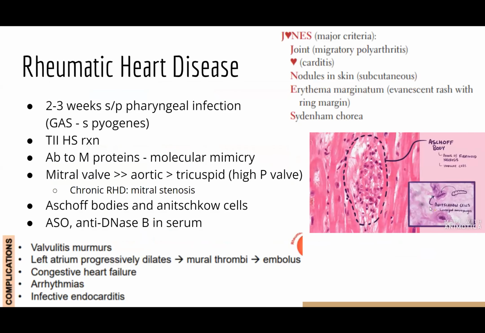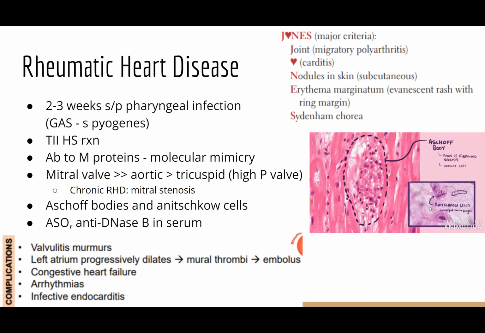So rheumatic heart disease, this is big, big, big, big, big. You need to understand this. The patient is going to come in with a past strep infection. Strep pyogenes is the biggest one, so highlight that. It is going to be a type 2 hypersensitivity reaction. And the big thing here, again, highlight molecular mimicry. The antibodies to M proteins, this is the molecular mimicry, and that's why you're getting this autoimmune reaction.